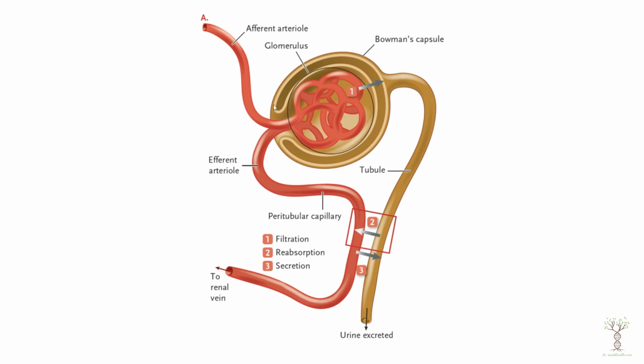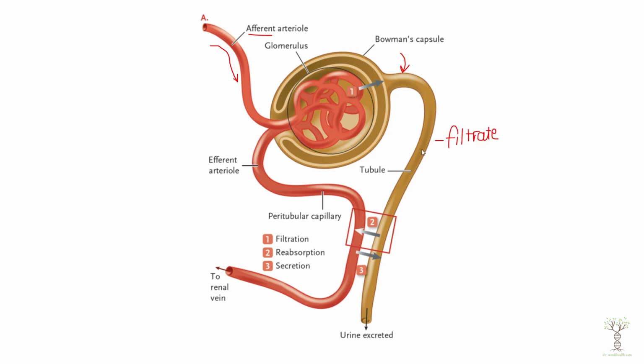So let's have a look at this diagram. Over here we can see the glomerulus, which is the ball of capillaries. The blood is moving into the glomerulus through the afferent arteriole. So the renal artery branches off into these afferent arterioles that go to each individual nephron. Now, when we move fluid and ions from these glomerular capillaries into the Bowman's capsule, that process is filtration. Now, everything that is now in this nephron tubule is called filtrate.